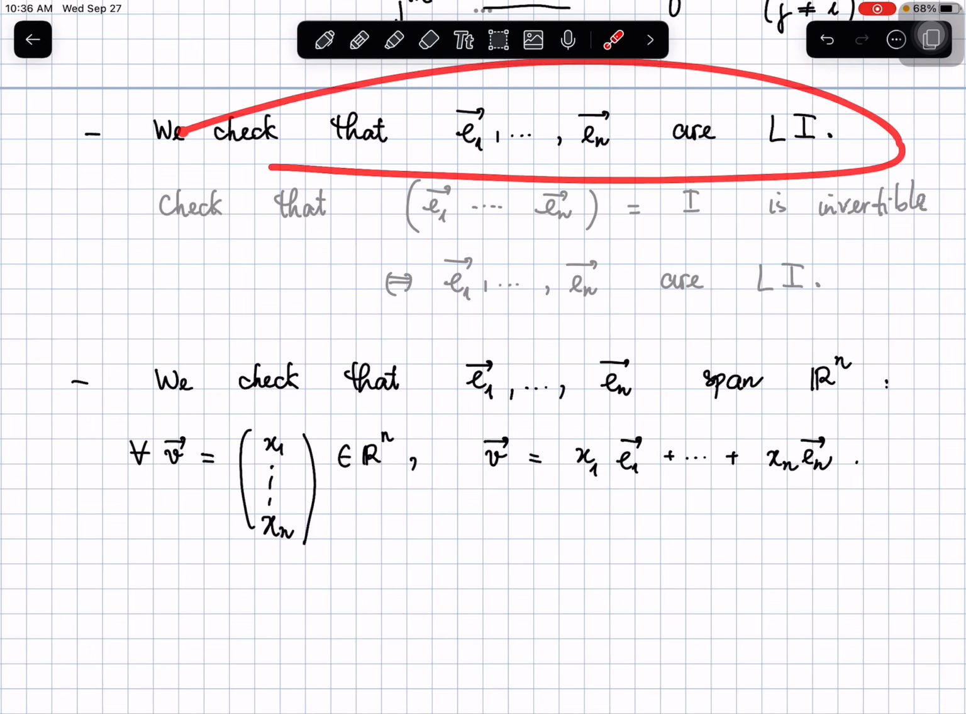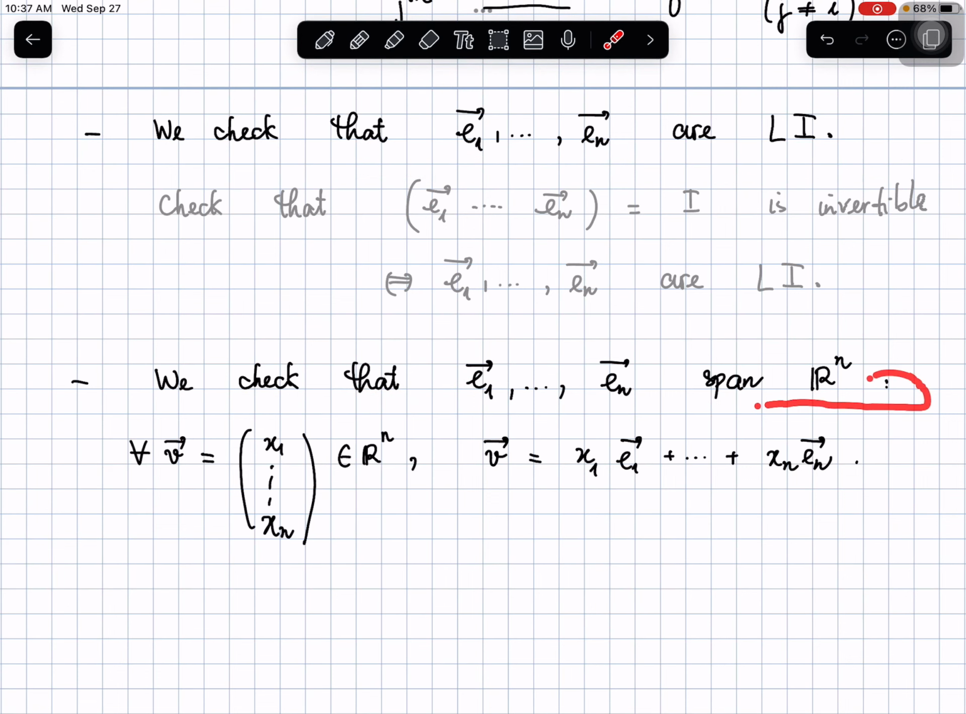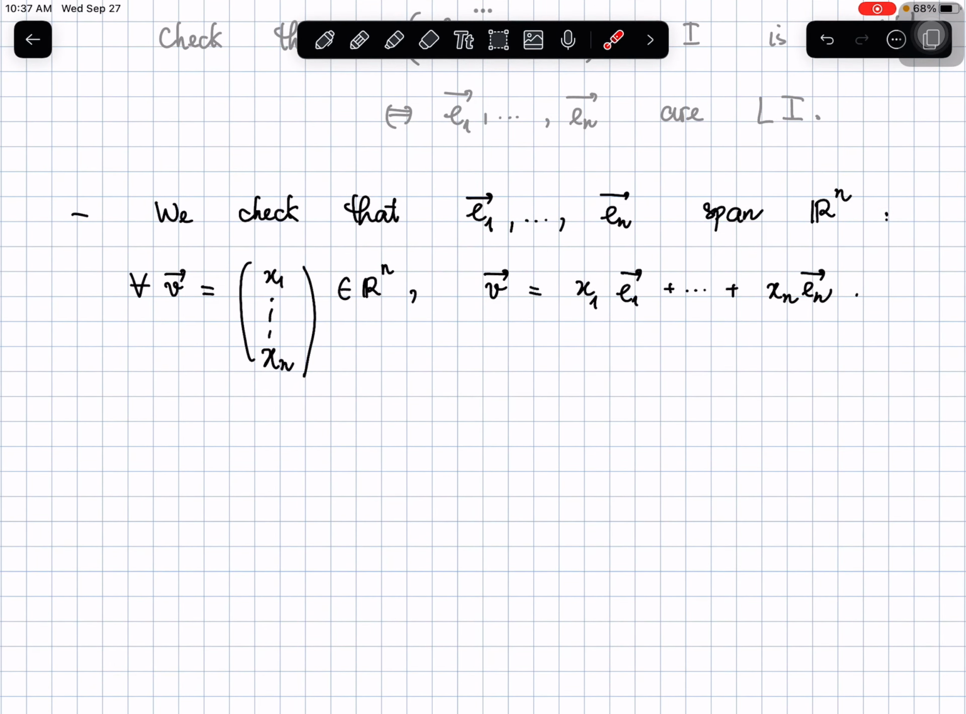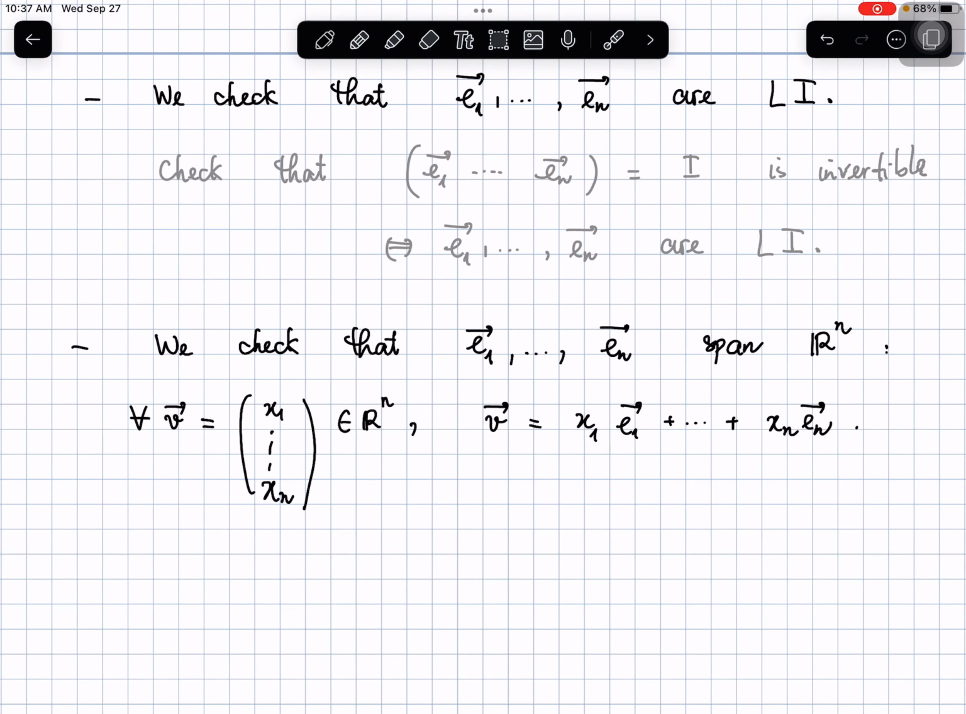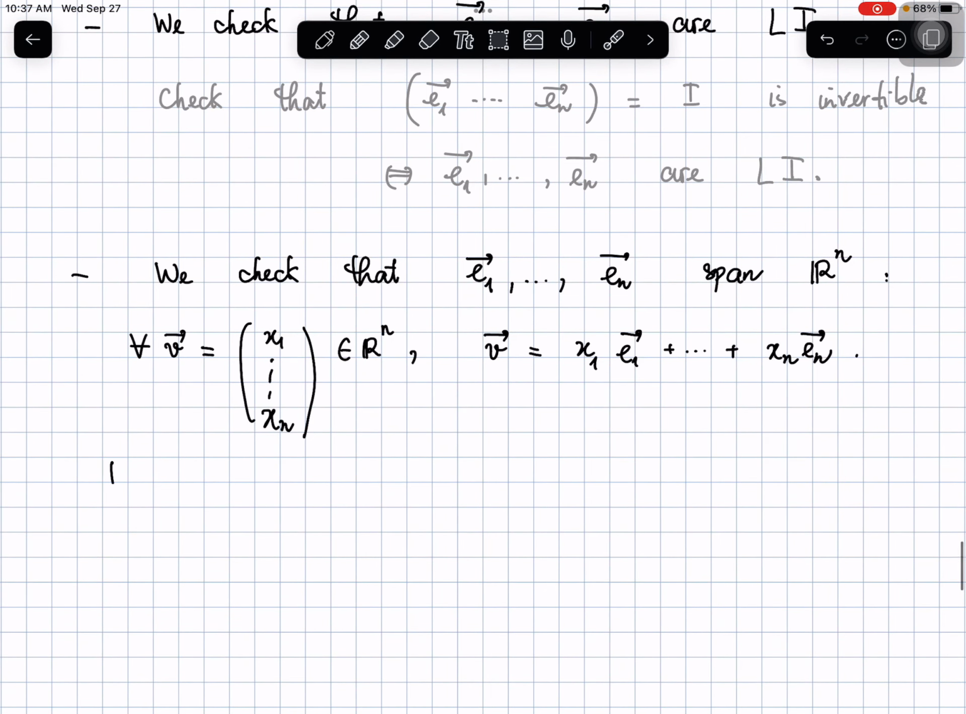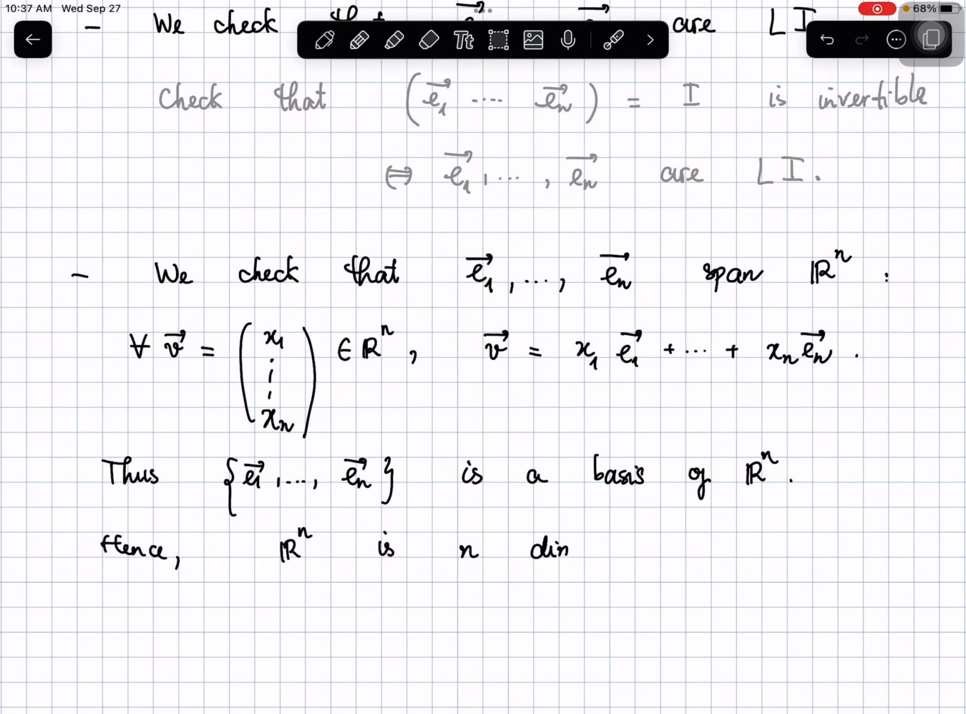By the two conditions, the first one is that they are linearly independent, and the second one is that they span the whole vector space. This implies that this set {E1, ..., En} is a basis of Rn. And hence, therefore, we have Rn is n dimensional.